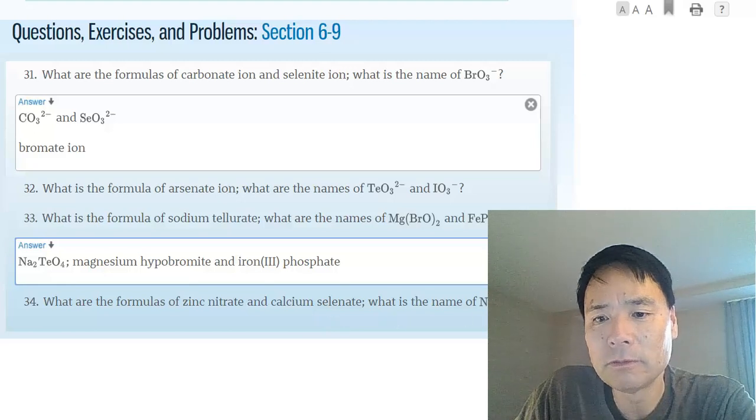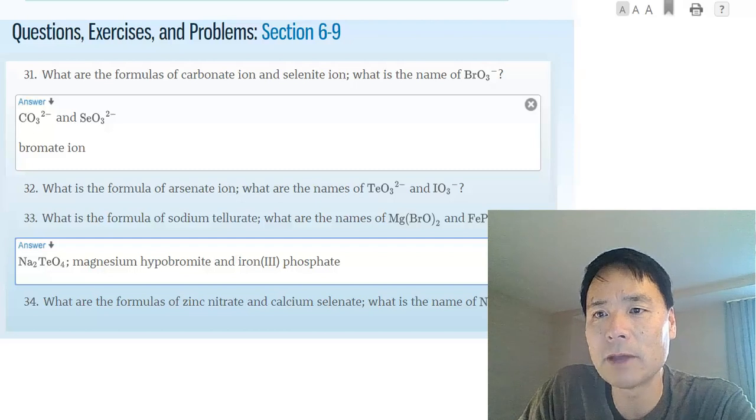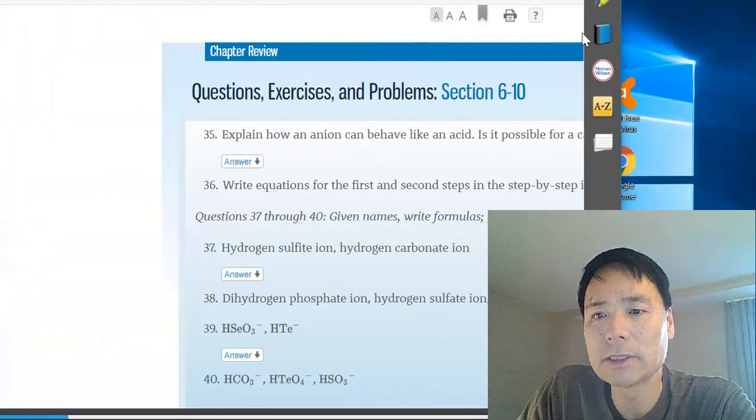What is the name of this? Okay, NH4, NH4 is a polyatomic ion. It's one of the ones you should memorize. It's called ammonium, NH4 plus. It's got a 1+ charge. And then BrO2. BrO3 is bromate, so BrO2 must be bromite. So this is ammonium bromite. That's the name of that one. Okay, let's move on to next here.